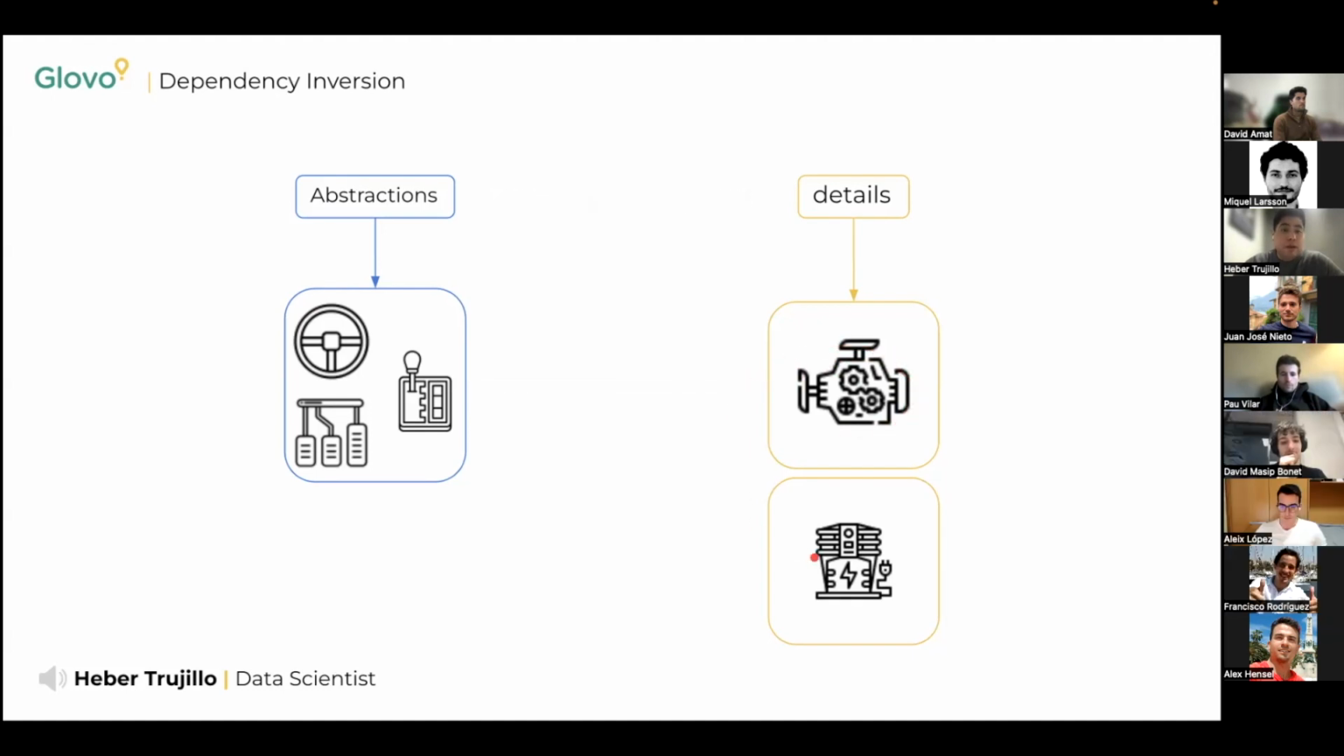So that's why details should depend on the abstraction. And the same goes for code, right?